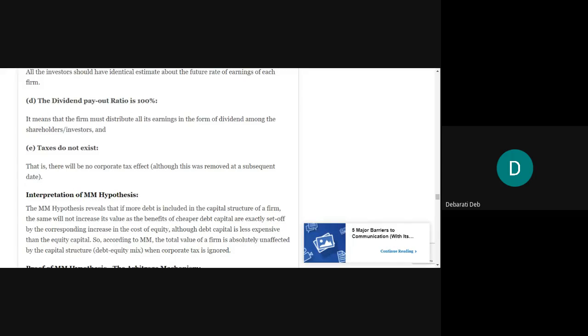Fourth point says the dividend payout ratio is 100%. This can never be true.